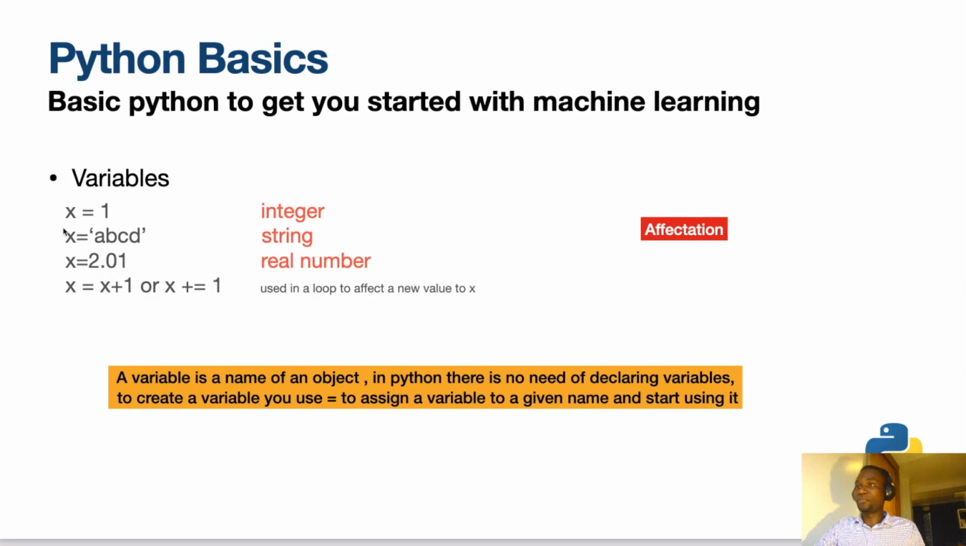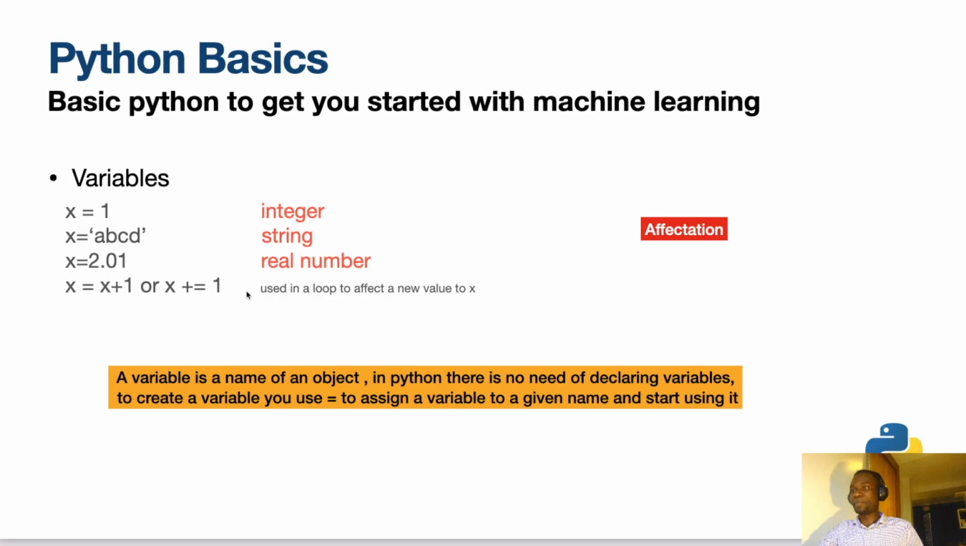There are different kinds of variables. We have integers, strings, and real numbers. You realize for strings, we added these quotation marks here. They are very important to declare something as a string. And this is how you assign them.